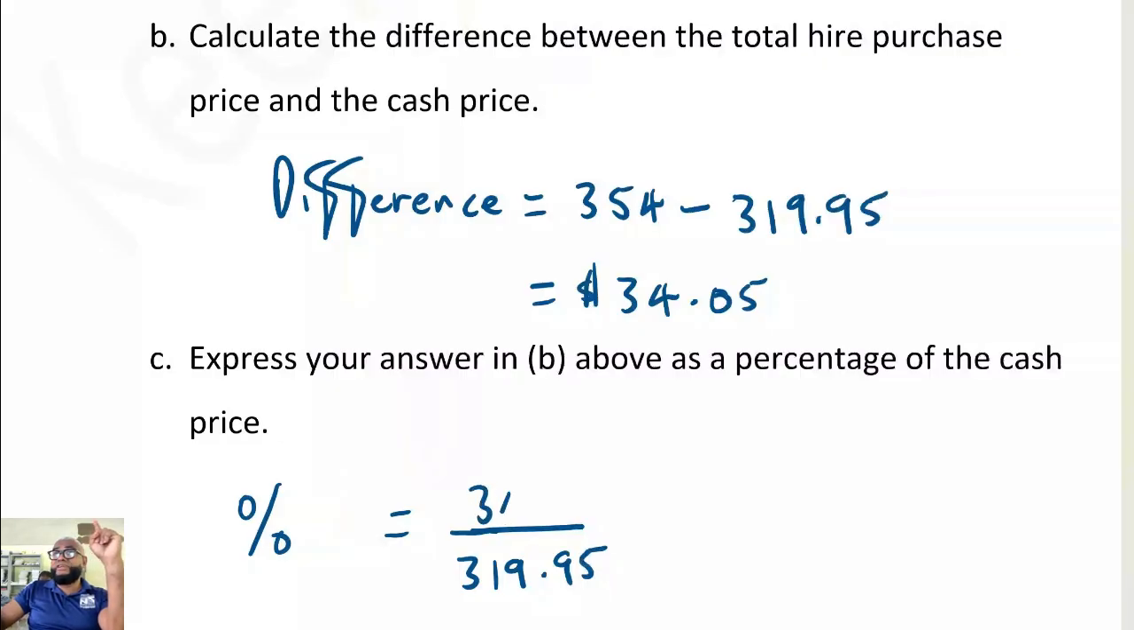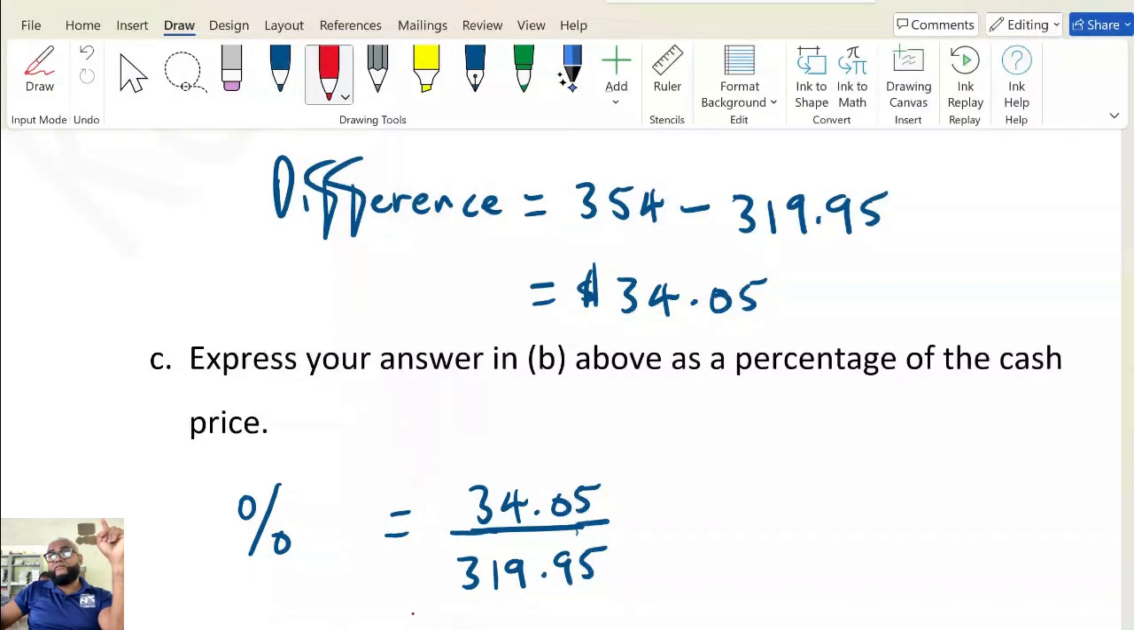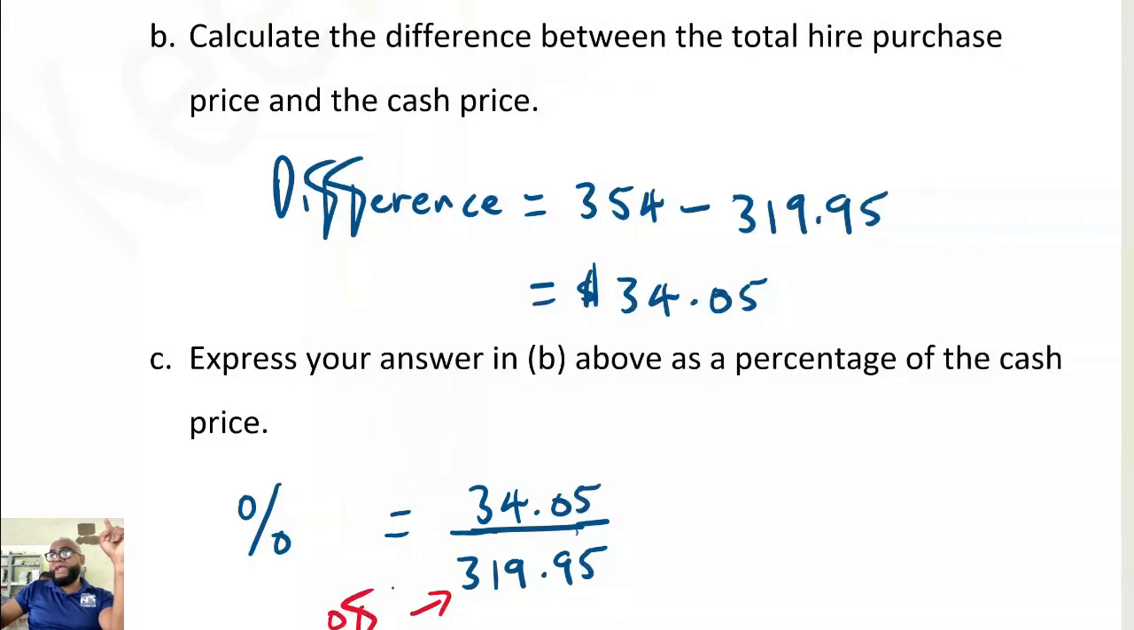So it will be 34.05 over the cash price. This is your of. So that's from like primary school days. Remember, this is the is over the of. The answer from part B as a percentage of the cash price. And because it's a percentage, what do I multiply by, my children? Boom, bam. 100 over 1.